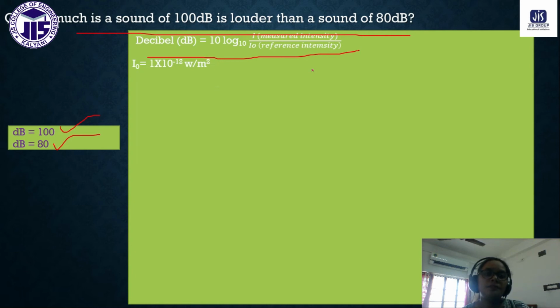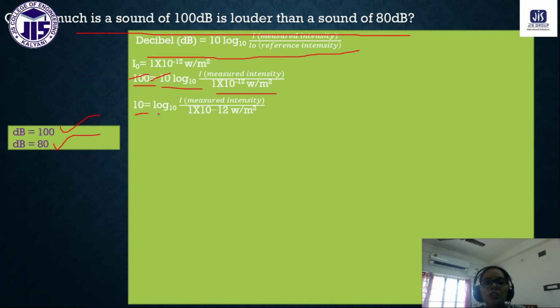Now, 100 decibel sound. We put here the value, that is 10 log 10 I by I0, with this I0 value, right? So this will be 10 equals to log 10 I by I0. Next, again we have to remove this log. What do we have to do? Whatever the base, that base will come here, and whatever we have on the left hand side will come as a power of that base. Understand? So 10 to the 10 equals I by I0, which is 10 to the minus 2 watt per meter square. So this much intensity we have got from the 100 decibel sound, right?